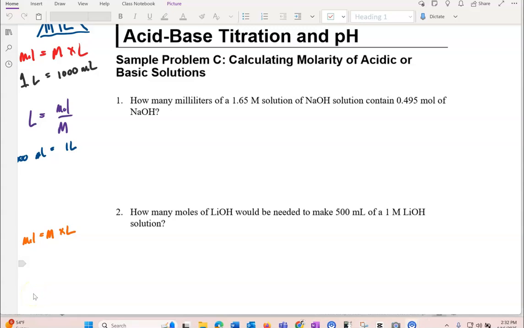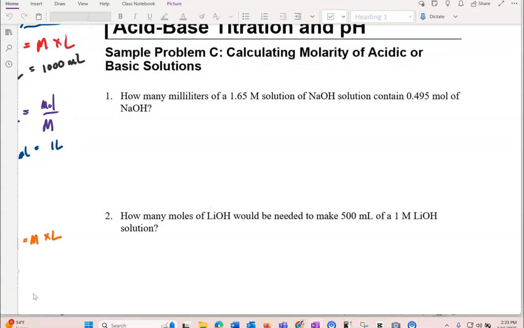Okay, here we go. This is practice 15C, and we're going to be using this as a precursor to titration, which we're going to start next week, and it's going to get kind of crazy, so keep a handle on these calculations as well as you can.